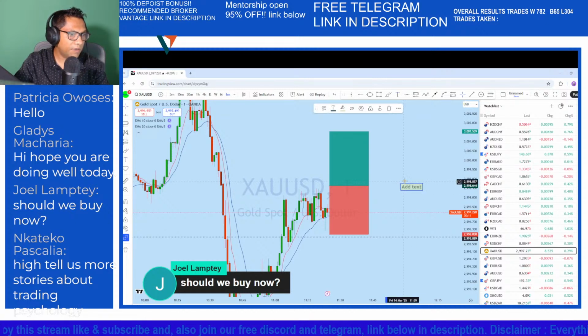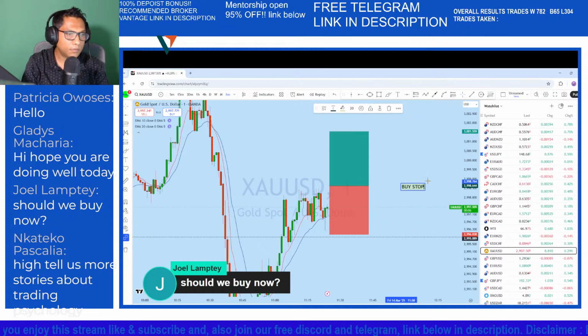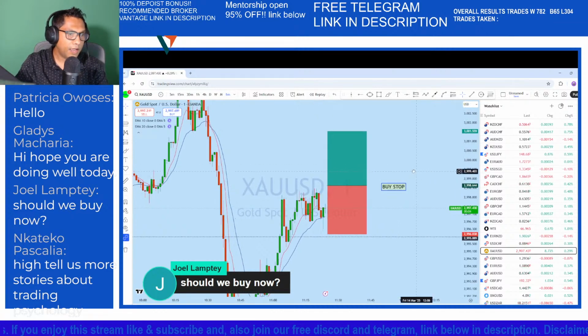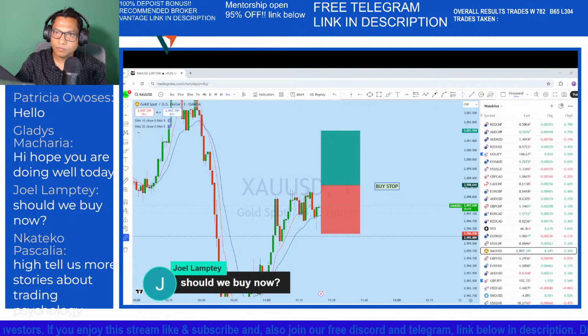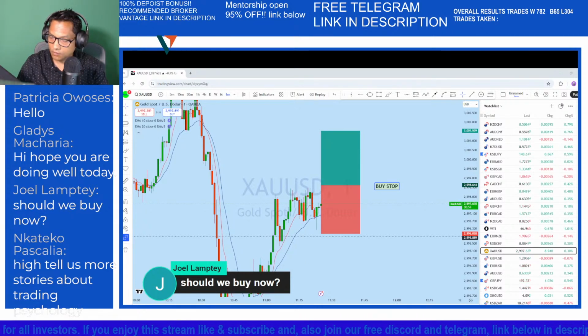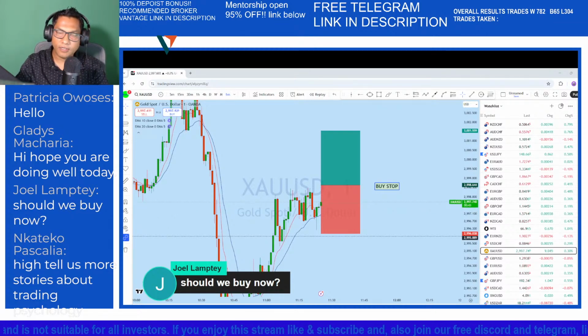So here we're placing the buy stop at 2998. Placing a stop loss at 2996.038 and TP target at 3001.559.